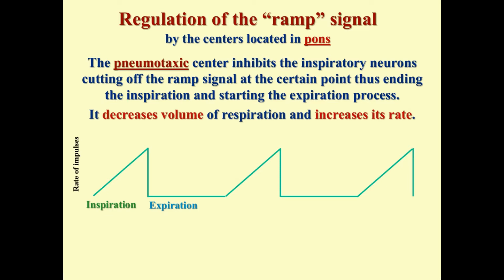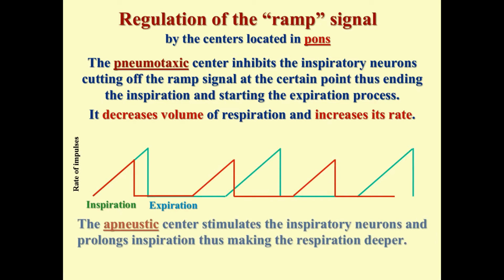The degree of this change can be variable, but for example, it cuts off the signal before it reaches the normal upper point, and then inspiration becomes shortened, therefore expiration is also not as long as before, and you see the tidal volume decreases while respiration rate becomes higher. The degree of this change depends on the activity of the pneumotaxic center. If the pneumotaxic center activity decreases below usual, it goes to the opposite side. Volume increases and rate decreases.